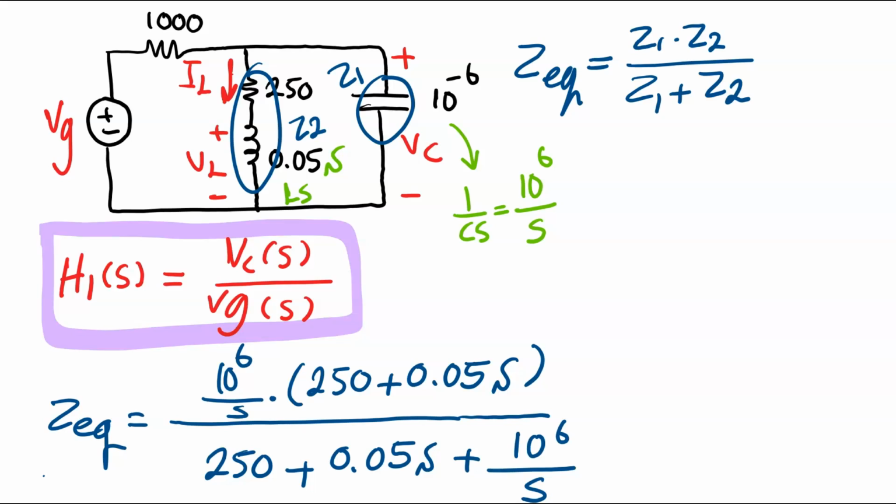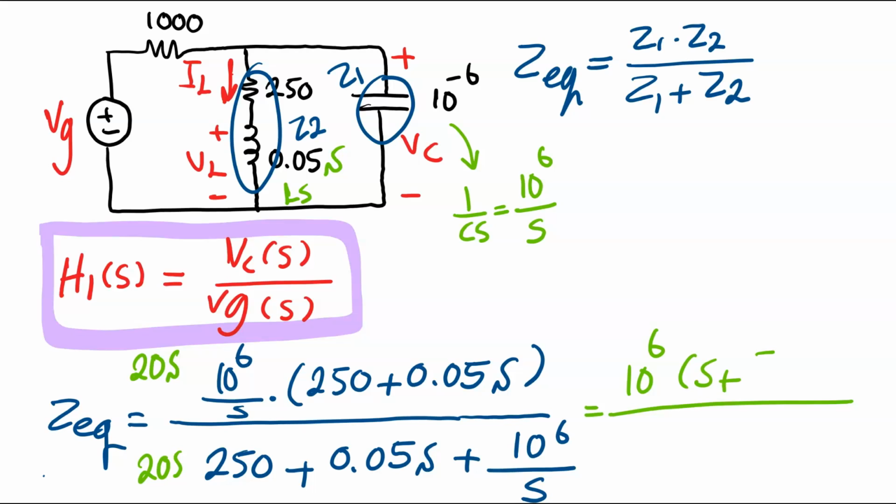If I multiply both numerator and denominator by 20 S and rearrange everything, I'm going to have 10 to the 6 multiplied by S plus 5,000, and in the denominator I'm going to have S squared plus 5,000 S plus 20 multiplied by 10 to the 6.